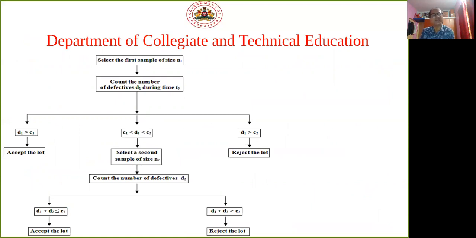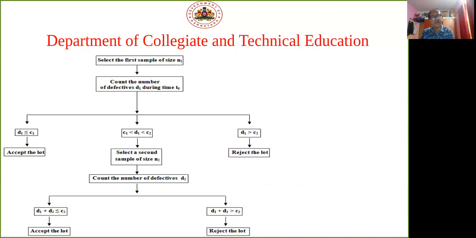The flow chart has been given here for the sampling plan. First we need to select the first sample of size N1. It means you need to pick N1 units from the lot. Then count the number of defectives as D1. So now we need to count it.